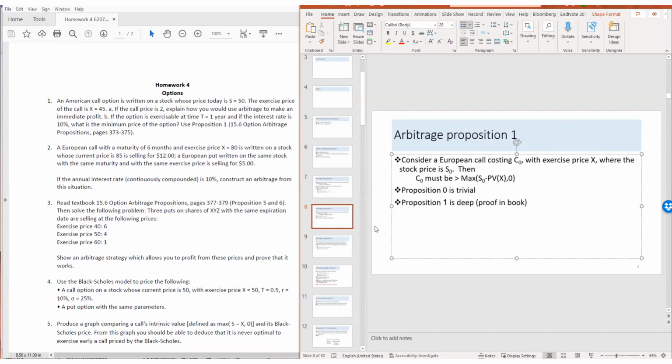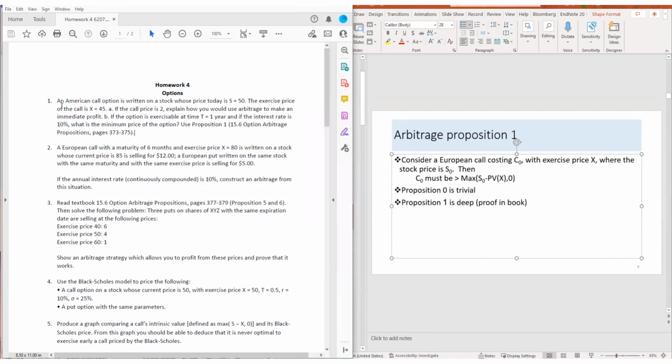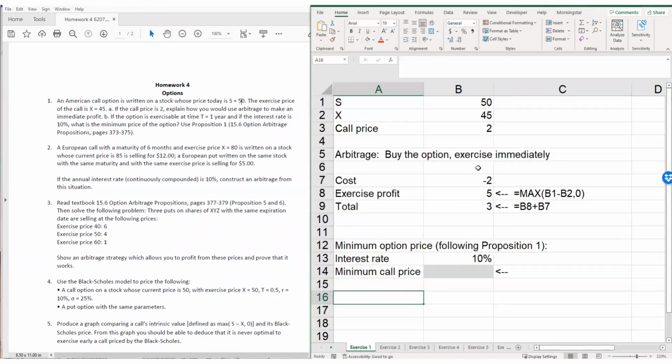So our exercise 1 here is about proposition 1. There will be an American call option written on a stock whose price today is $50. Exercise price is $45. And if the call price is 2, explain how you will use arbitrage to make an immediate profit. And if the option is exercisable at time t equals 1 year, and the interest rate is 10%, what is the minimum price of the option? So go ahead and look at the question here.